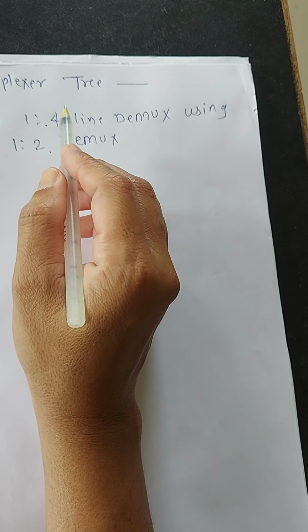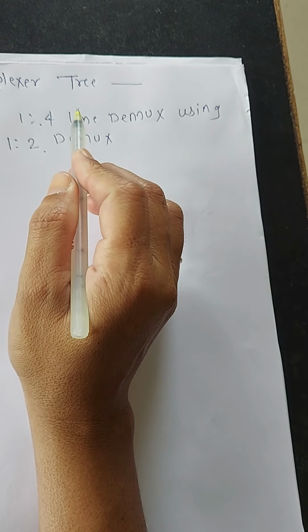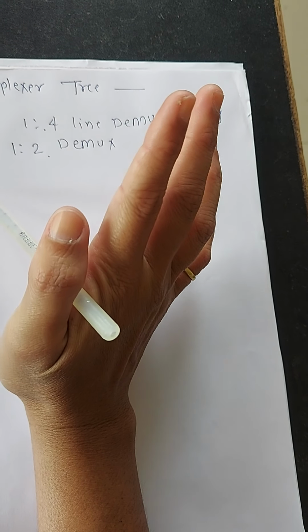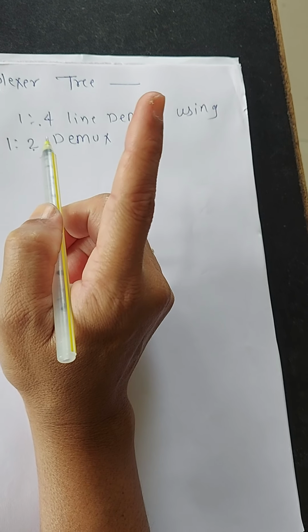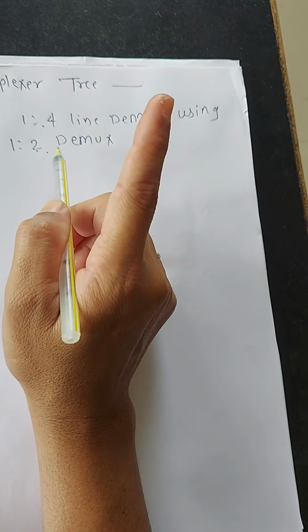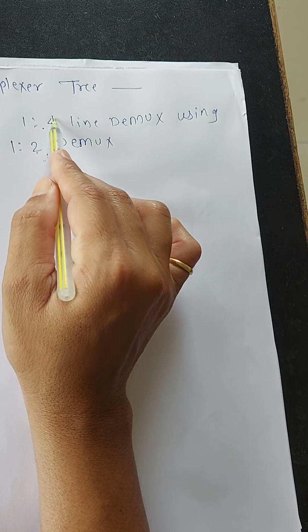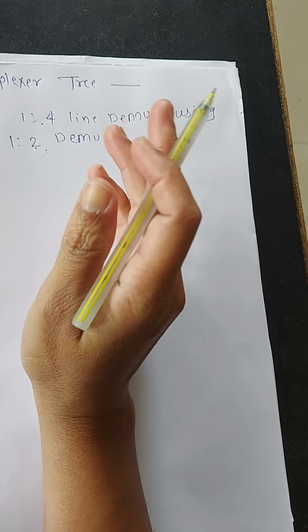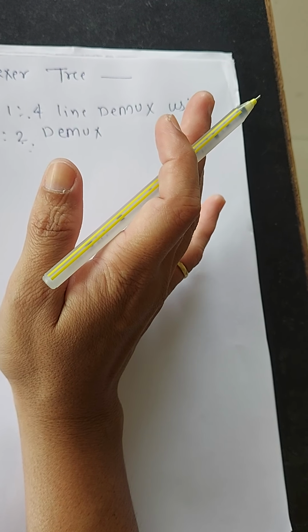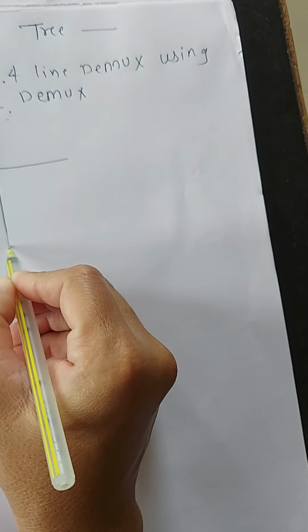A 1:4 demux has one input line, 4 output lines, and 2 select lines are required. But a 1:2 demultiplexer has 1 select line, 2 output lines, and 1 data input line. So we require 4 output lines, so we use two 1:2 demux. There are two 1:2 demultiplexers required. So first is a 1:2 demultiplexer.